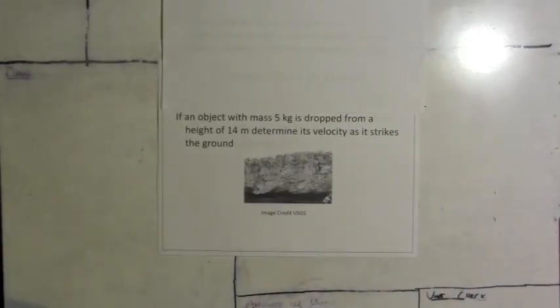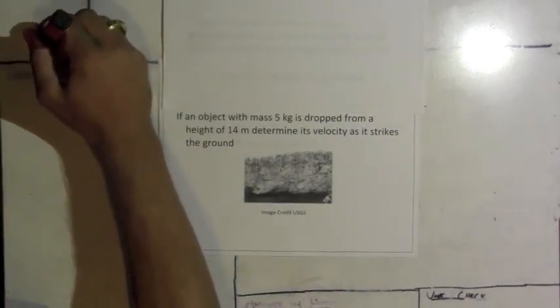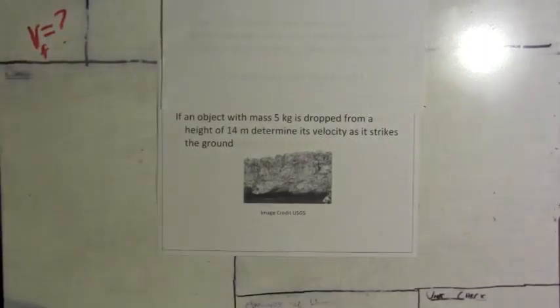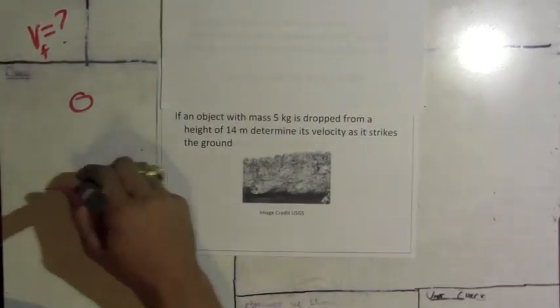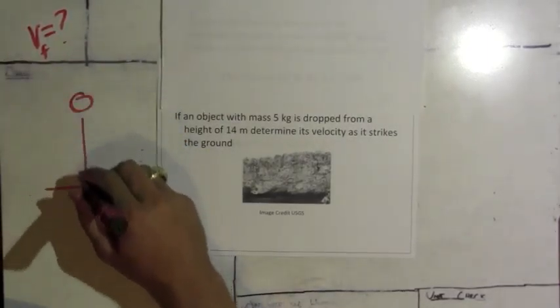Okay, this question says, if an object with a mass of 5 kilograms is dropped from the height of 14 meters, determine its velocity as it strikes the ground. So we're looking for the final velocity, is basically what we're looking for. We have a rock that's being dropped 14 meters above the surface of the Earth.